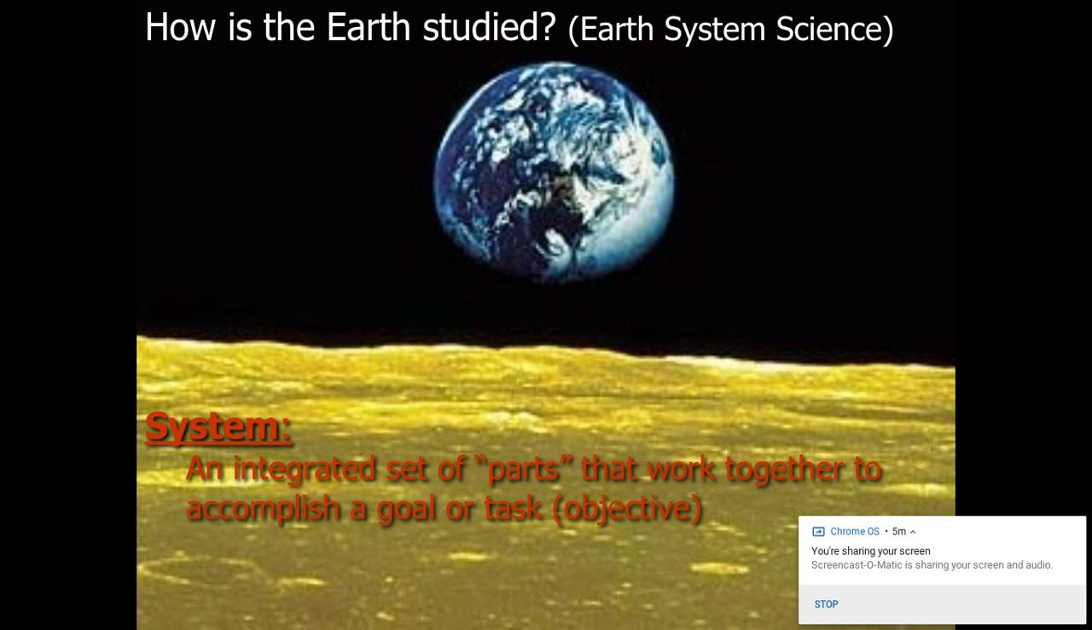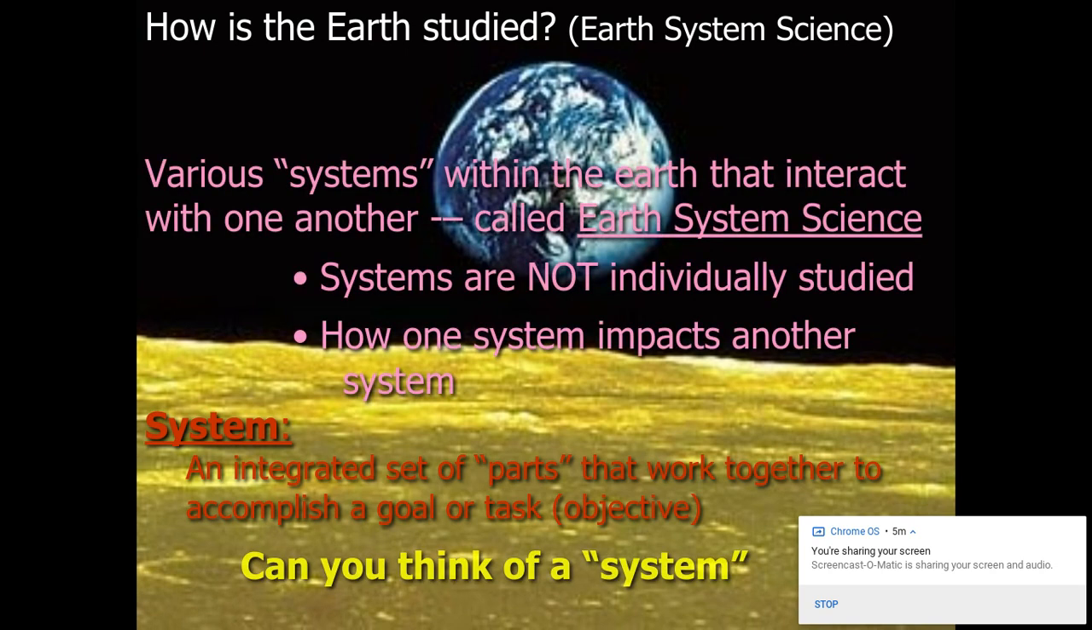So we're going to look at the Earth in the same way, in which the Earth is composed of various types of systems that interact with one another, and each one of these systems will produce various outcomes. Again, if you look at the text on the slide here, it says various systems within the Earth interact with one another. And so this is known as Earth system science.